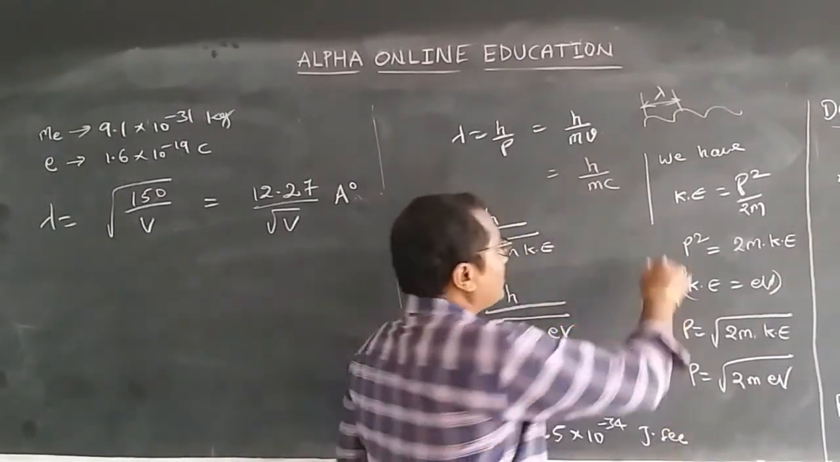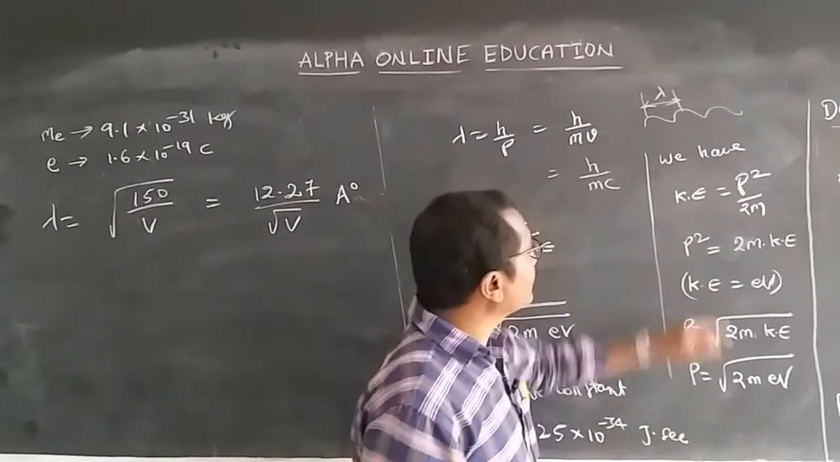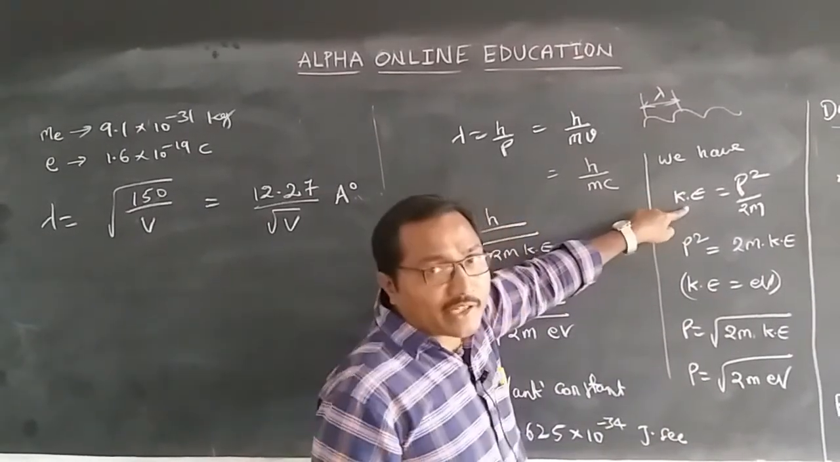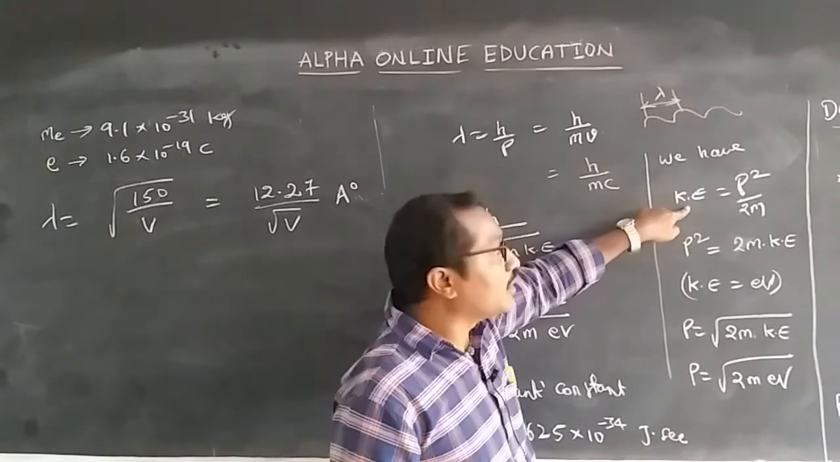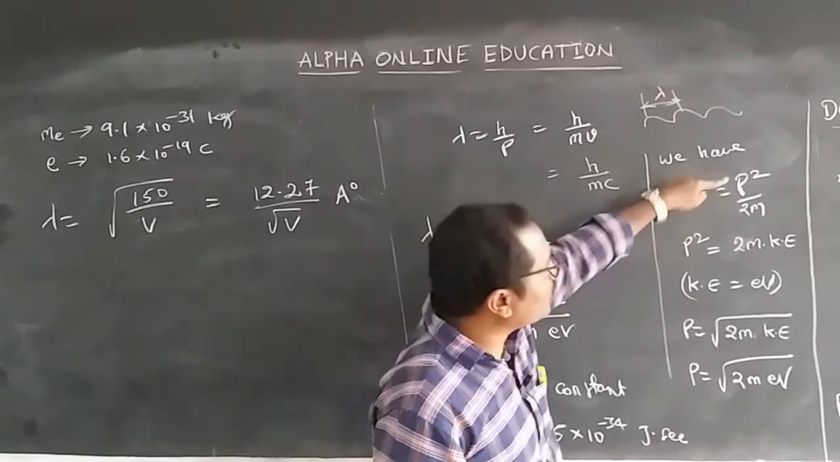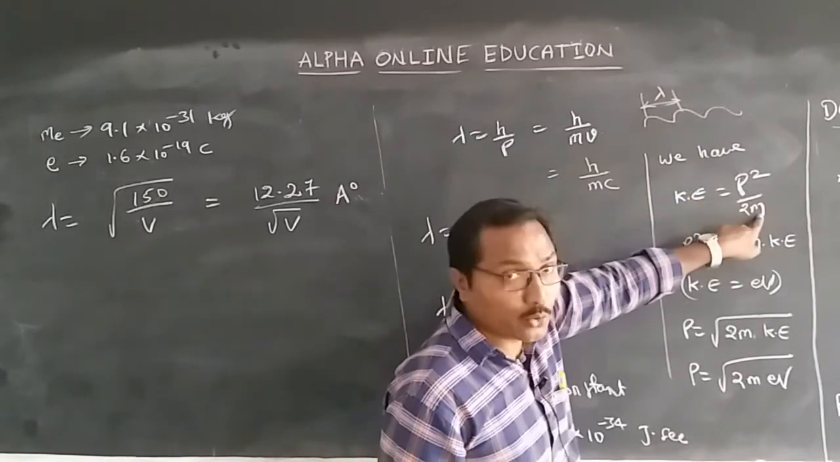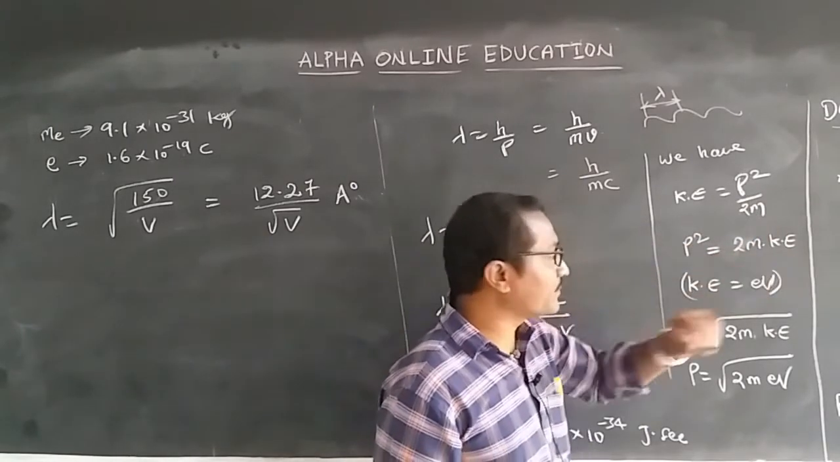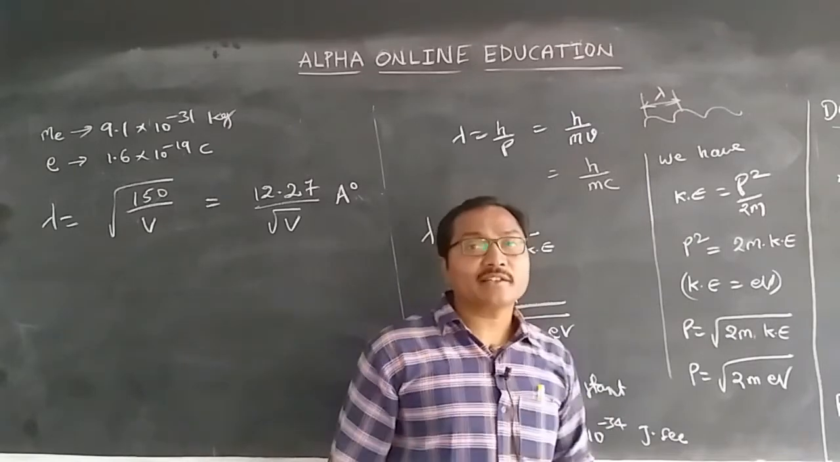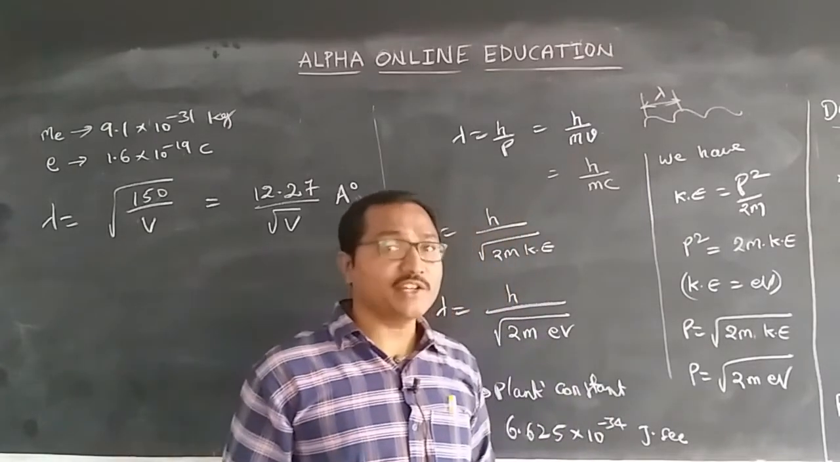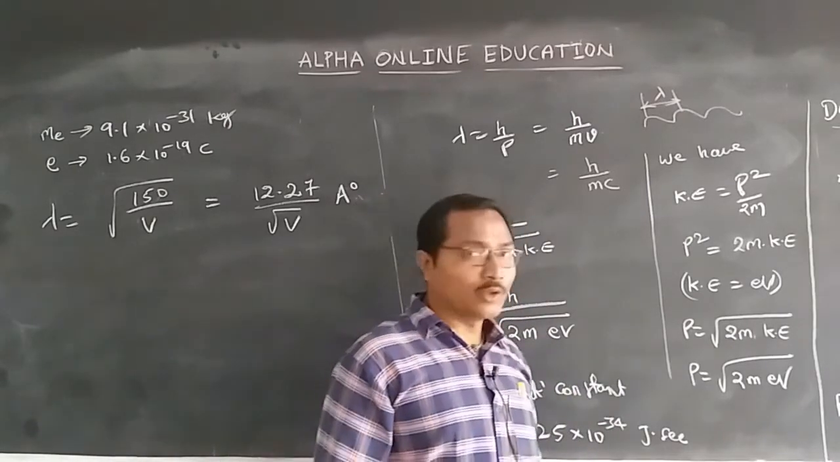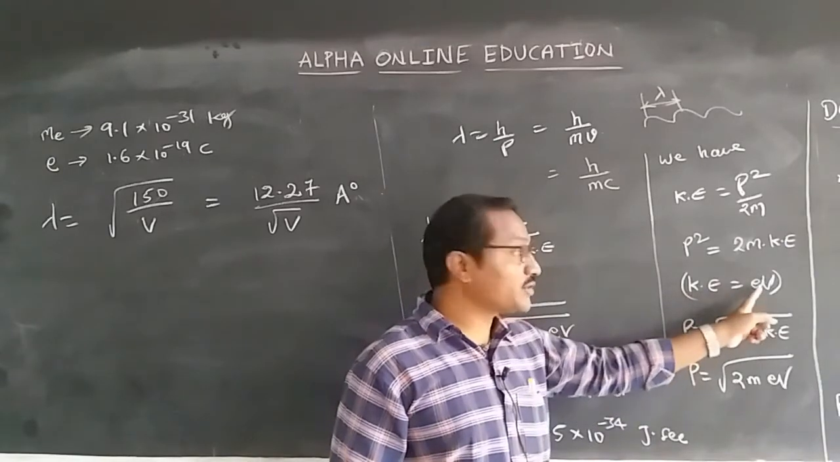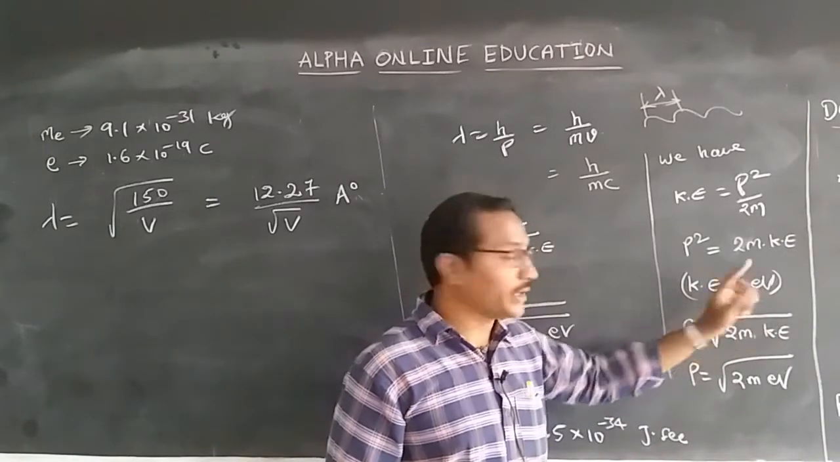Now, see one more case here. I would like to recall some concepts, that is, we have a relation between the kinetic energy and the linear momentum: kinetic energy is equal to p square divided by 2m. So p square is equal to 2m into kinetic energy. Okay, right. And in case of the photoelectric effect, Einstein's explanation, we know that this kinetic energy is equal to the stopping potential. Okay, right.